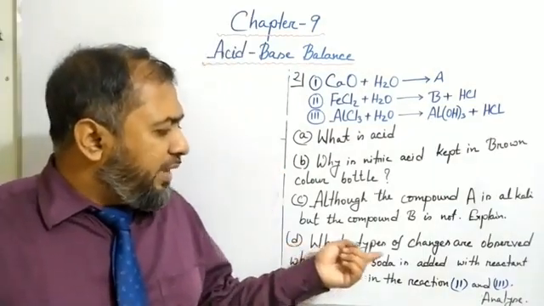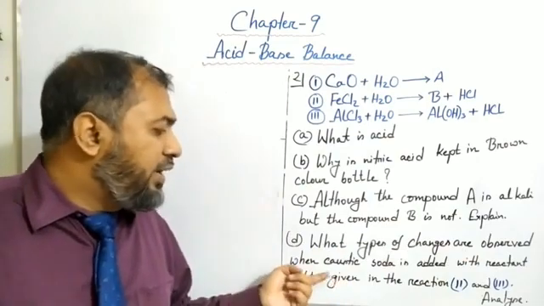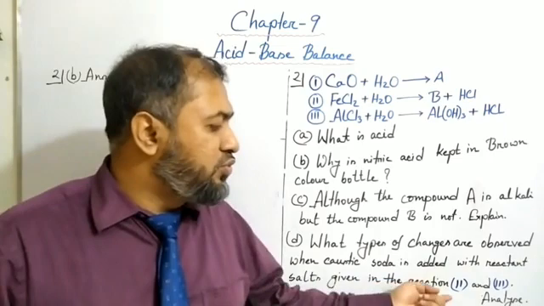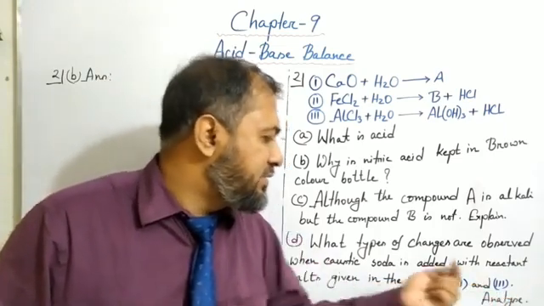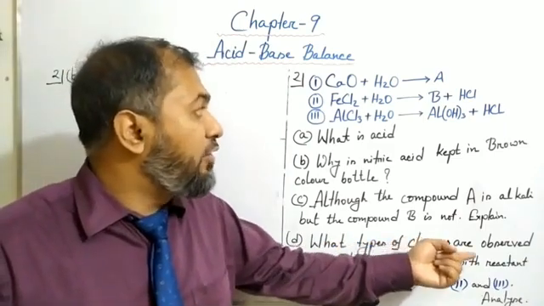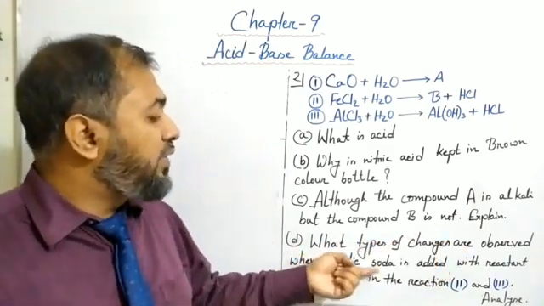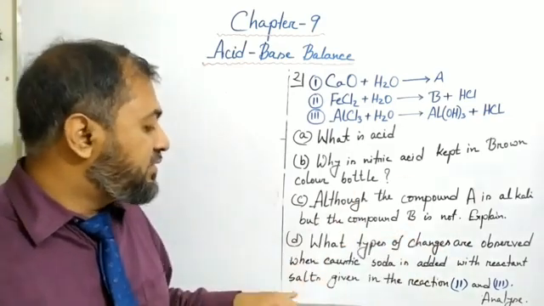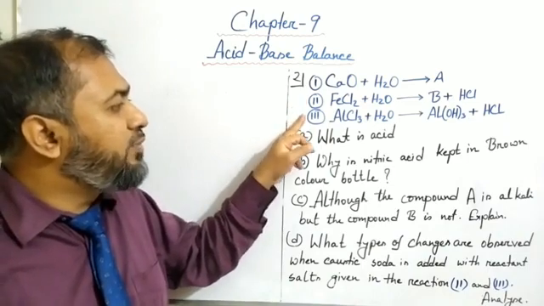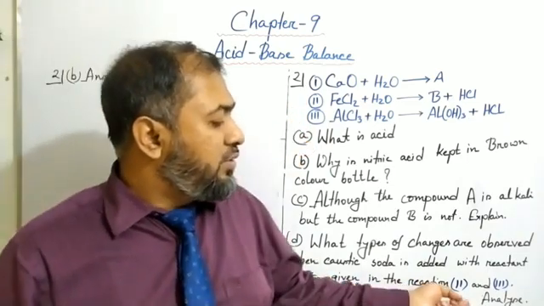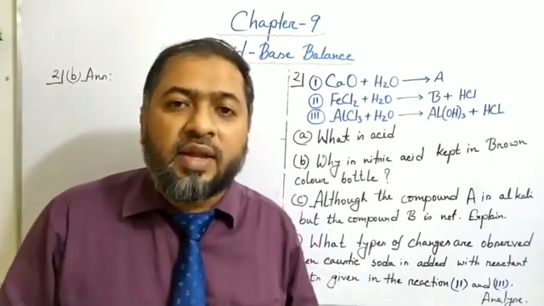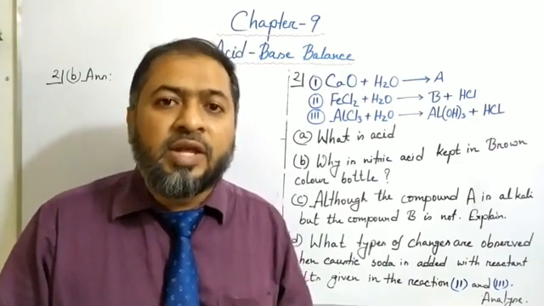Question D. What types of changes are observed when caustic soda is added with the reactant salts given in reactions 2 and 3? Analyze. What are the reactant salts? Ferrous chloride and aluminum chloride. Now we know what caustic soda actually is. Caustic soda is sodium hydroxide.